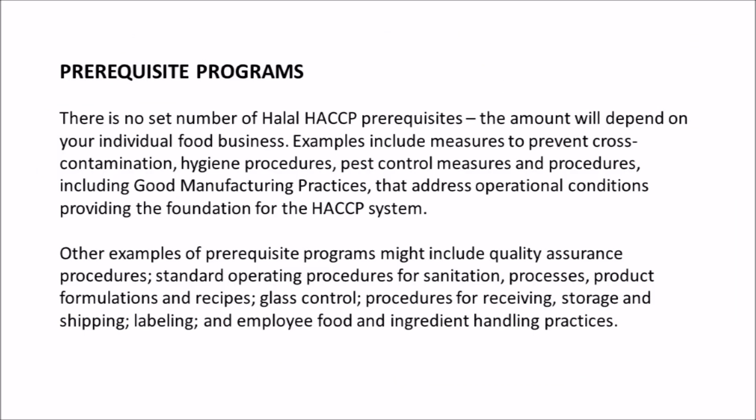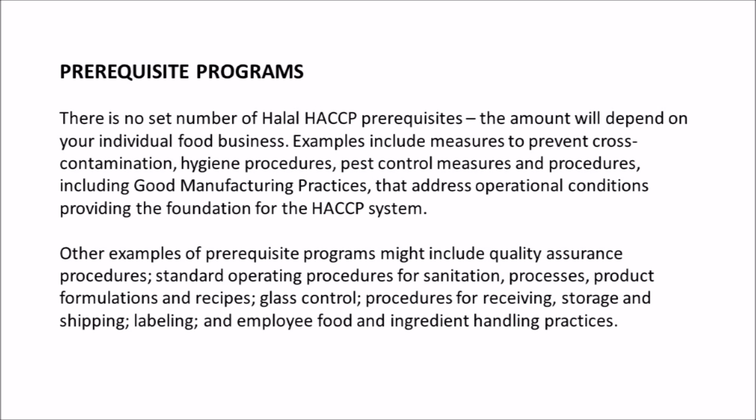Okay, prerequisite programs. Actually, there is no set number of halal HACCP prerequisites. The amount will depend on your individual food business, the kind of business, the magnitude of your business, the type, the sectors. Examples include measures to prevent cross-contamination, hygiene procedure, pest control measures and procedures, including, of course, GMP, good manufacturing practice. Also another GMP, good management practice, that address operational condition providing the foundation for the HACCP system.